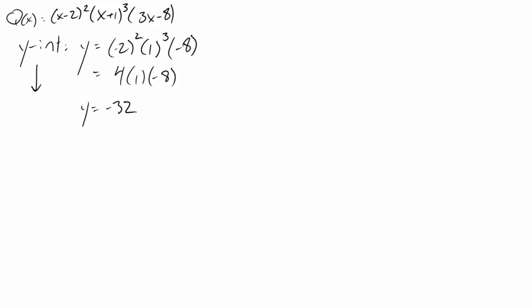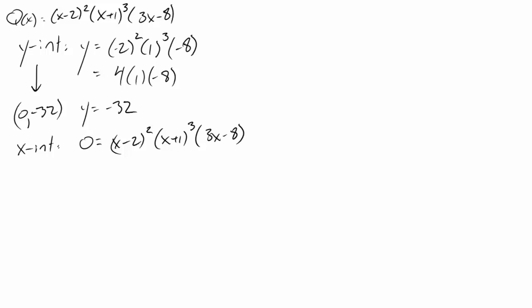If we're looking to put this into an ordered pair for typical point notation, we would have a 0 for x and then our negative 32 for y. Right. Now for our x-intercepts, we put a 0 in for y and then solve for x, so we wind up with 0 equals (x minus 2) squared times (x plus 1) cubed times (3x minus 8). And since this polynomial is already given to us in factored form, we can just go ahead and set each one of these factors equal to 0.